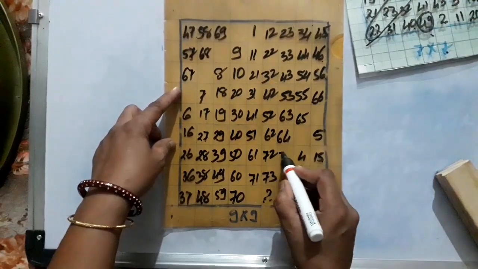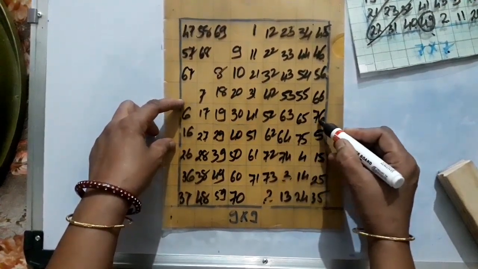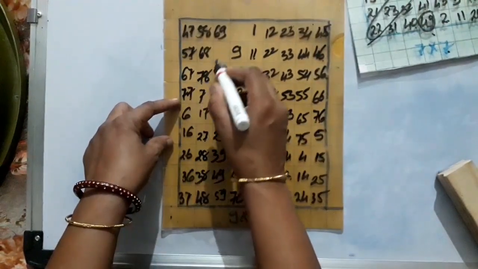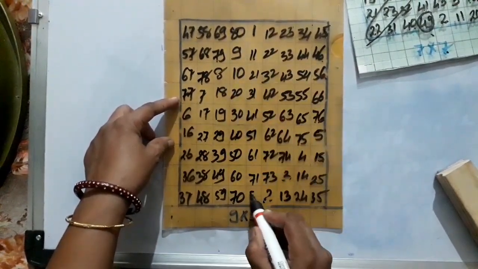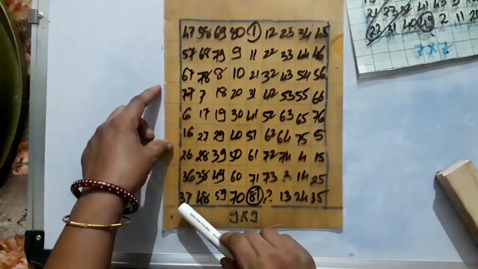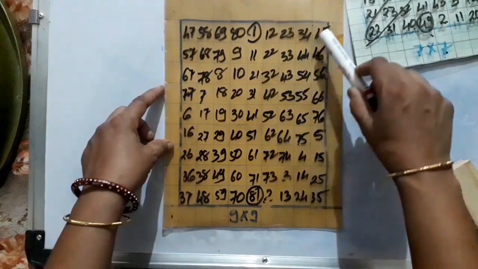73, 74, 75, 76, and now 77, 78, 79, 80, and now this will be 81. Check these numbers. Also check the diagonals. 37, 38, 39, 40, 41, 42, 43, 44 and 45.